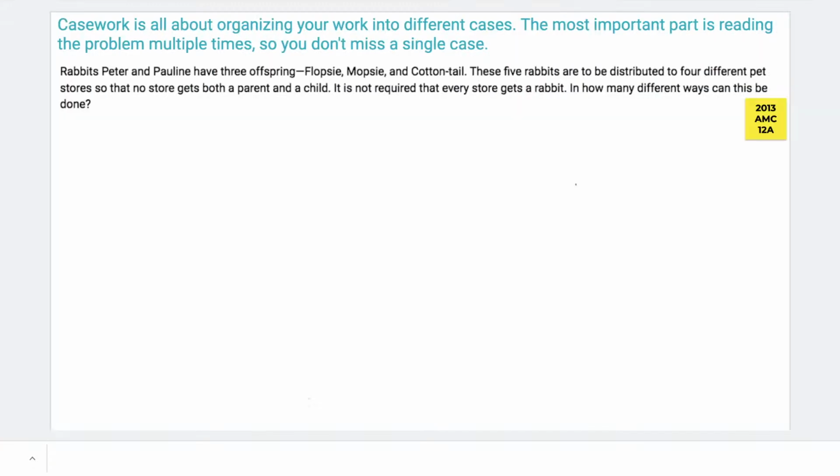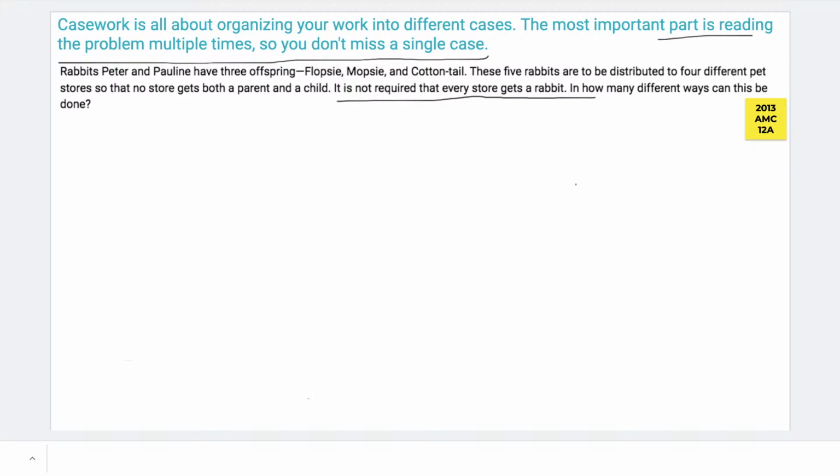Now casework. Casework is all about organizing your work into different cases to find the answer. The most important part is reading the problem multiple times so you don't miss a single case at all. In this problem, it says rabbits Peter and Paul have 3 offspring, Flopsy, Mopsy, and Cottontail. These 5 rabbits are to be distributed to 4 different pet stores so that no store gets both a parent and a child, and it is not required that every store gets a rabbit.